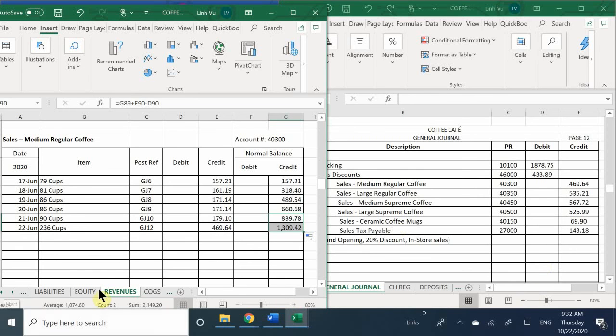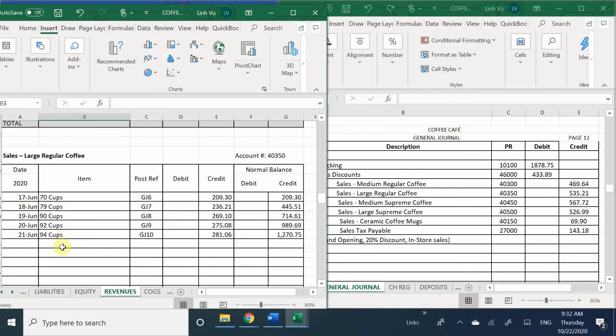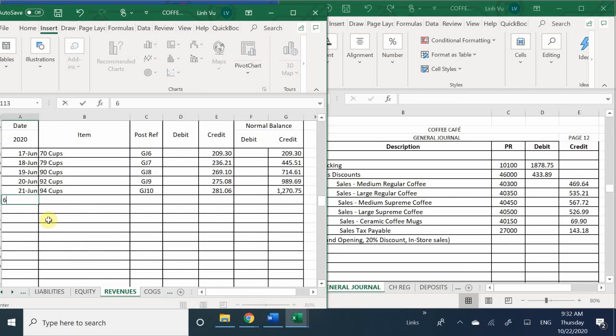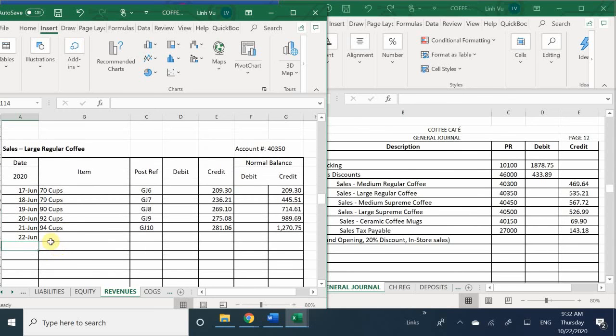And then next would be the large coffee, large regular coffee. And that comes to 179 cups. GJ12, the credit 535.21, making it a total of 1805.96.